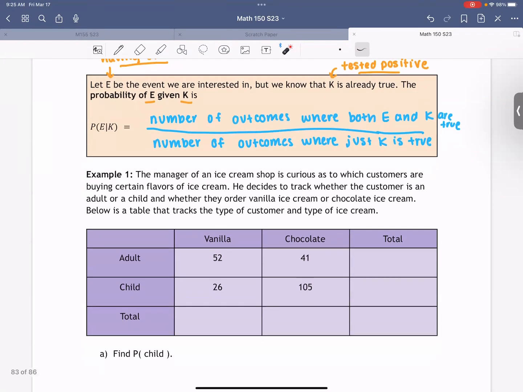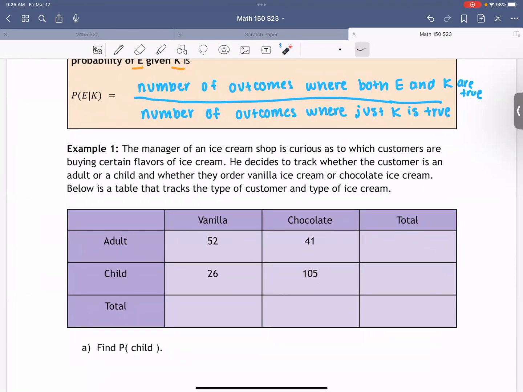So what this manager did is created a table. We have a table that tabulates how many people were an adult and also liked vanilla, and how many people were a child and also liked chocolate. If the information is organized in this specific way, it makes it really easy to answer these types of questions. This table isn't actually fully filled out, so I guess we have to go and do that.